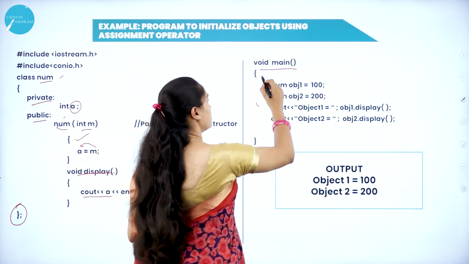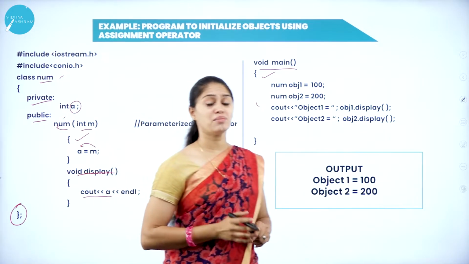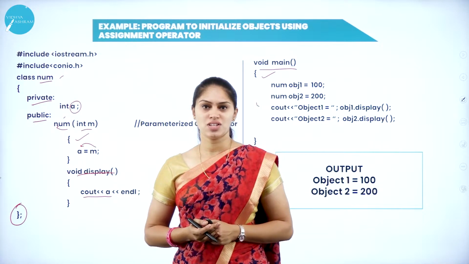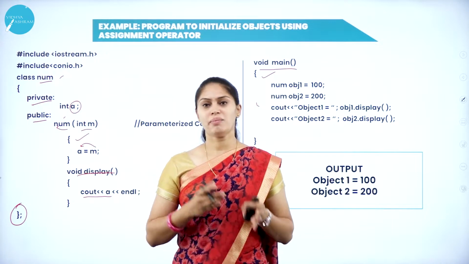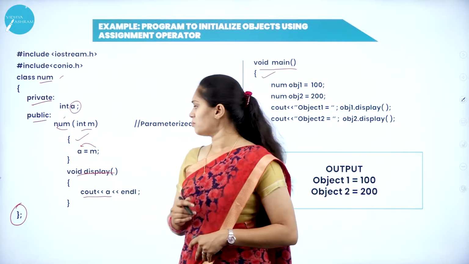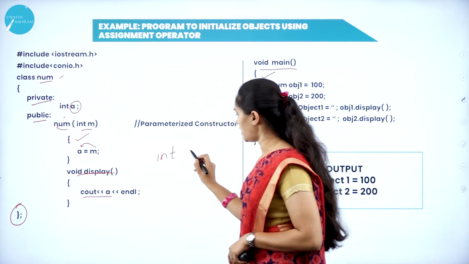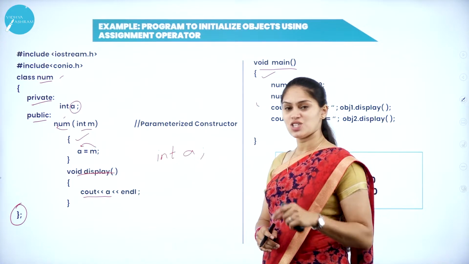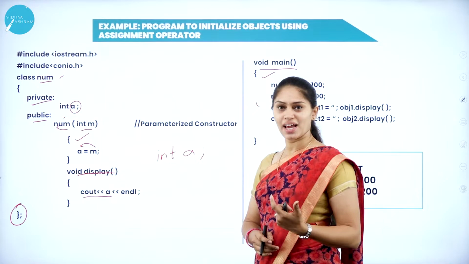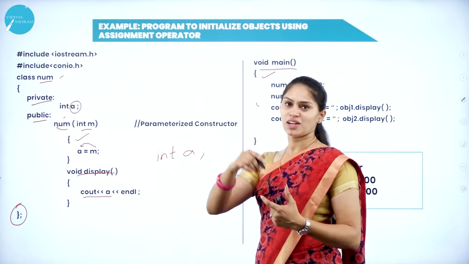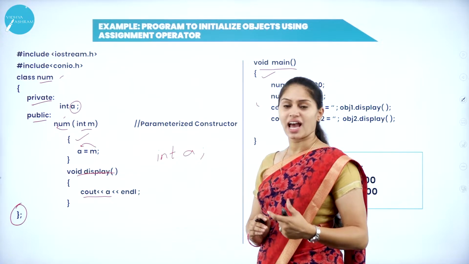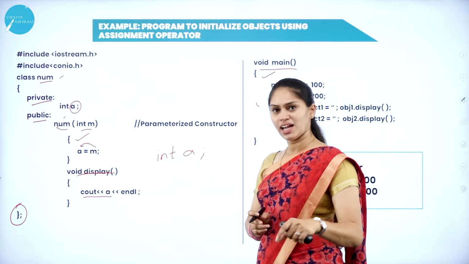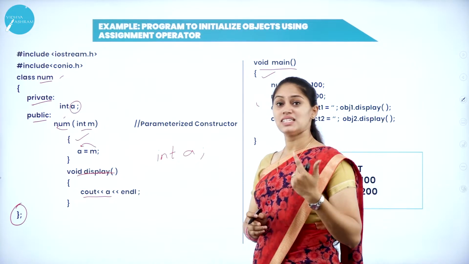Here, opening of the flower brace. What am I supposed to do for the initialization of an object at the time of its declaration? To declare, we have a data type and I need to specify the variable, for example int a. Here I'm just declaring. What if I want to initialize? That means I'm going to assign some value to that variable. That is nothing but initialization. How can I initialize an object at the time of its declaration?